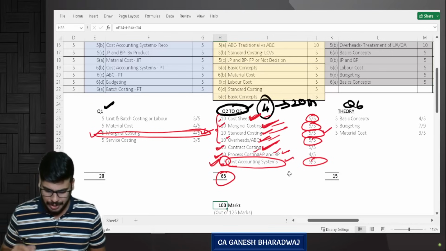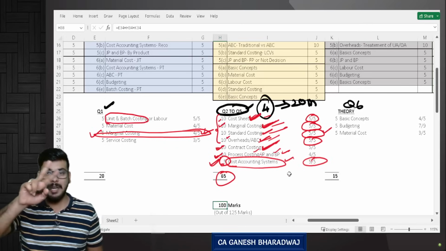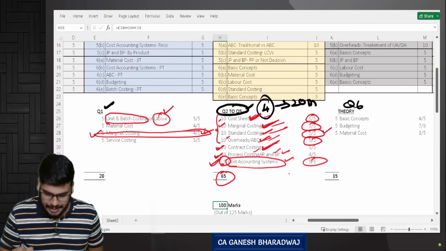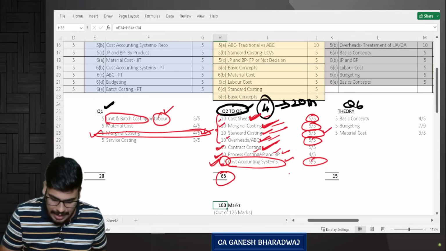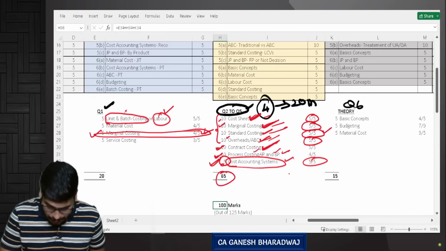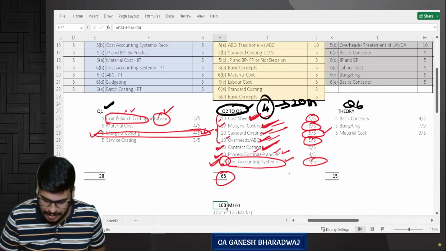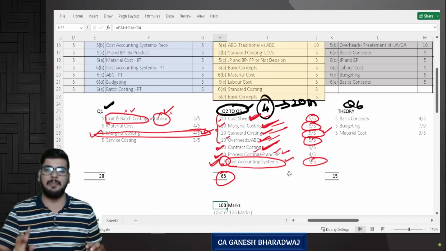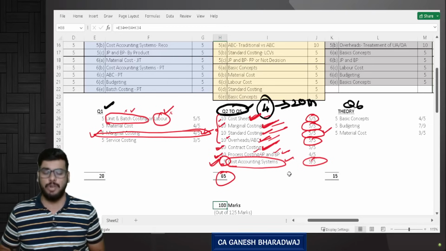In every attempt you see, definitely one question comes from unit and batch costing or from the chapter labor. If labor gets tested, they will not test unit and batch costing in that question number 1 category for 5 marks. If they are testing unit and batch costing in that attempt, in these 4 questions, they will not test labor. So definitely between unit and batch costing and labor, they are generally testing one in question number 1 for 5 marks. Are you clear with this?